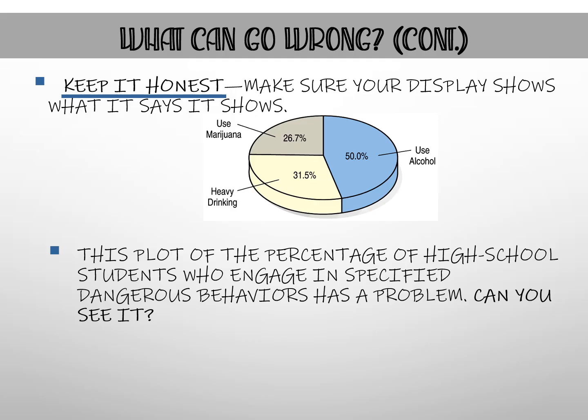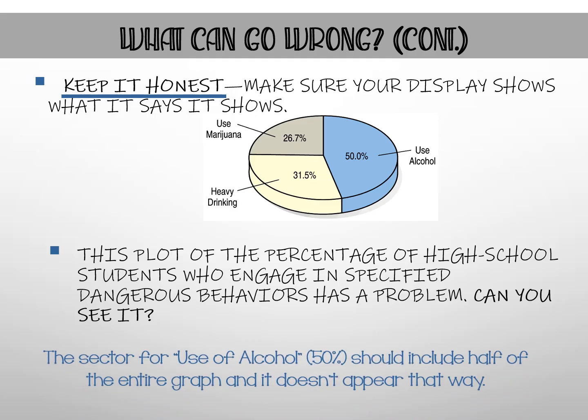This plot of the percentage of high school students who engage in specific dangerous behaviors has a problem. Can you see it? The sector for use of alcohol is supposed to be 50%, which should be half of the entire graph, and it doesn't appear to be that way.